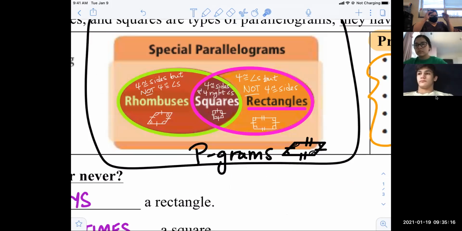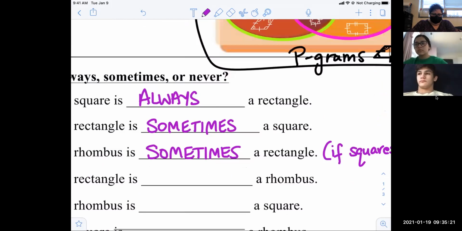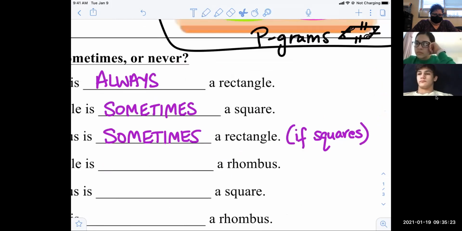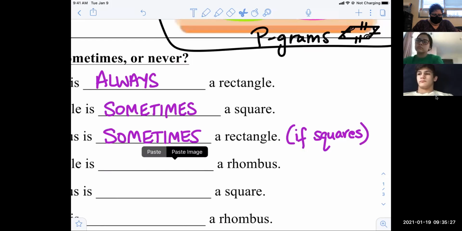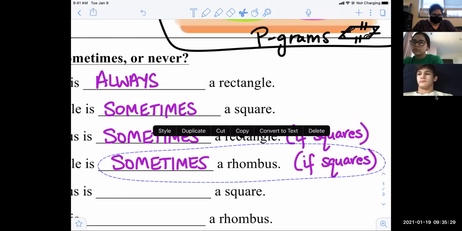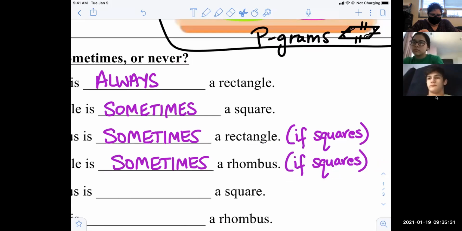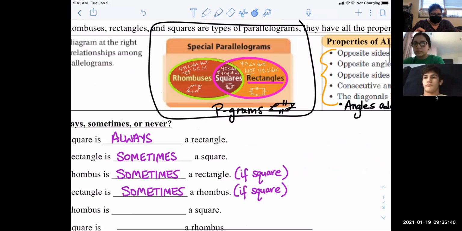Emily. Yep, same thing as last time. I'm just going to cut and paste that. Oh, I really need to say squares. I'm going to say square. Okay. A rectangle is a rhombus, not when it's out here, but a rectangle is a rhombus if it happens to be a square in the overlap region.